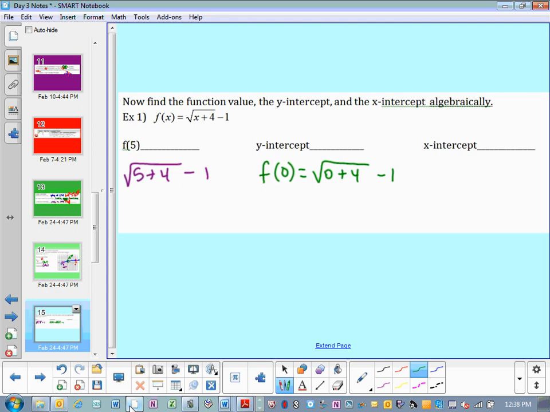And the last one's probably the hardest. How do I find an x-intercept? 0 for the y. Good.